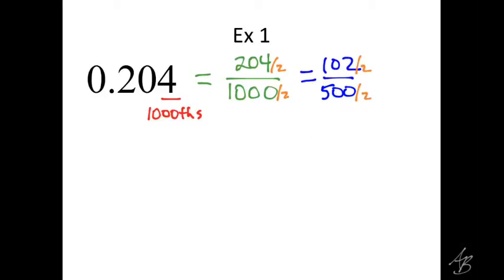And this time, 102 divided by 2 is 51. And 500 divided by 2 is 250. Can I reduce that one? No. The top number is not divisible by 2. It's not divisible by 5, which means that we are done.